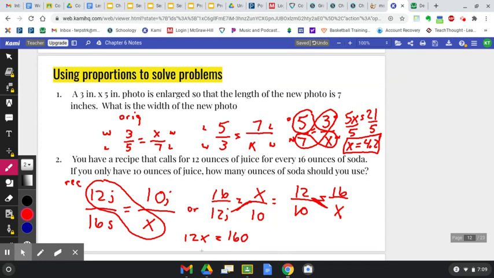So if we divide both sides by 12, we get x equals, what does it go in there? It goes in there once, 40, so that would be 3. And then that would be 40. Double check 0.3. Yeah, so that'd be 13.3 repeating, or 13 1/3 ounces of soda.